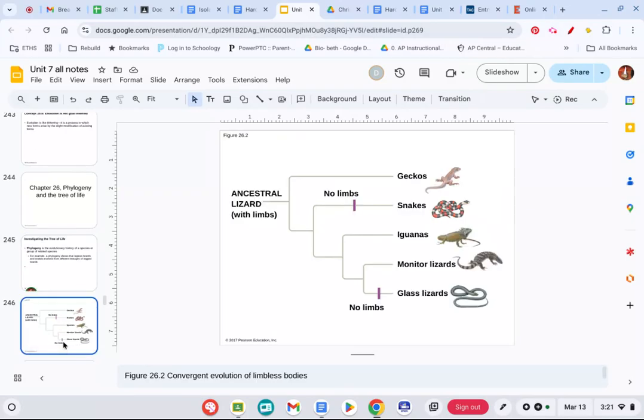And here we've got what is called a cladogram, or a phylogenetic tree, and we're going to be spending some time on those. The phylogenetic tree shows that there was a common ancestor here.